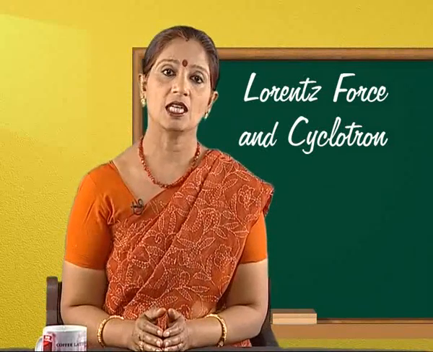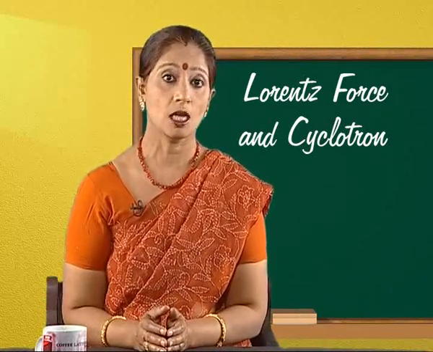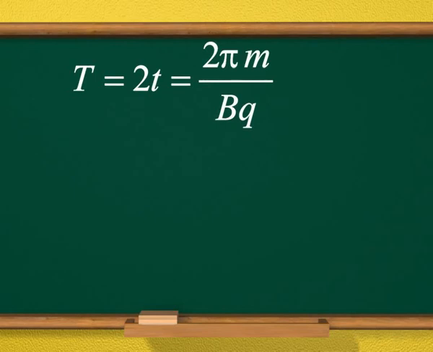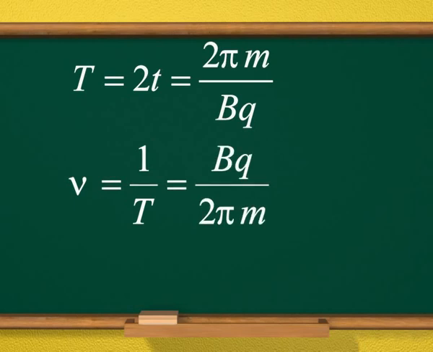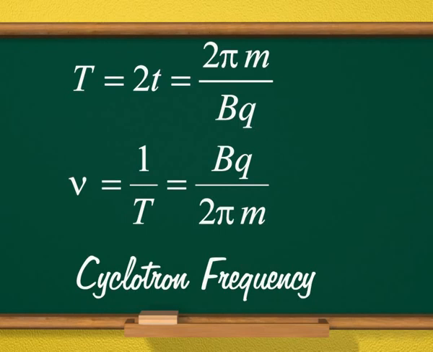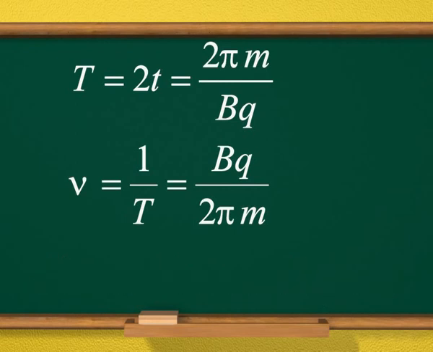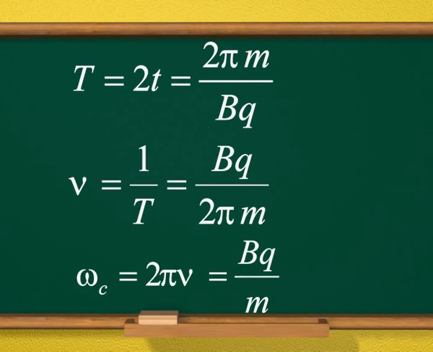If capital T is the time period of revolution of the particle, or the time period of the oscillating electric field, the time period T is equal to 2t, which is 2 pi m upon Bq. Hence, the frequency of rotation of the particle, nu, would be equal to 1 upon T, that is Bq upon 2 pi m. This is known as cyclotron frequency and also as magnetic resonance frequency. And the cyclotron angular frequency is omega c equal to 2 pi nu, or Bq by m.